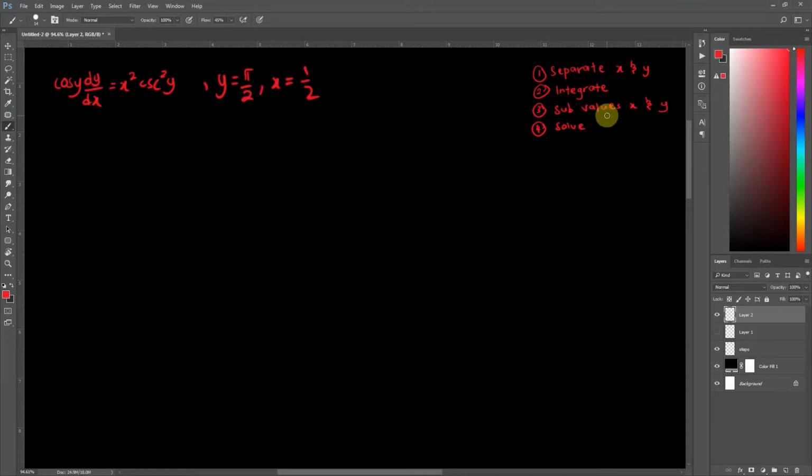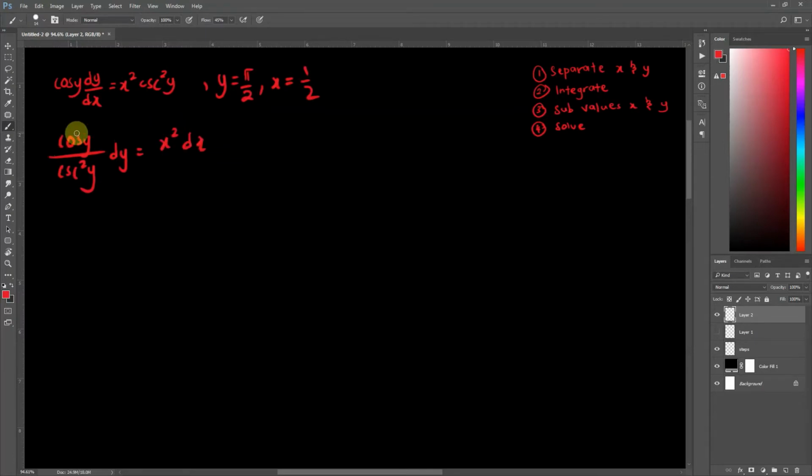The first one is the same step, separate x and y. So first we solve like normal. We separate x from y in this equation. Here I have cos y and cosecant y, so we put those two y terms on the left side. It's going to be cos y divided by cosecant squared y, dy equals, here I have x, so x squared dx. All my y's on the left side, my x on the right side.